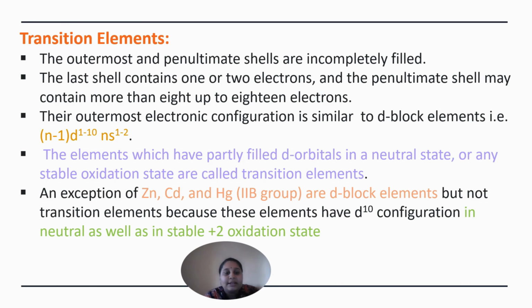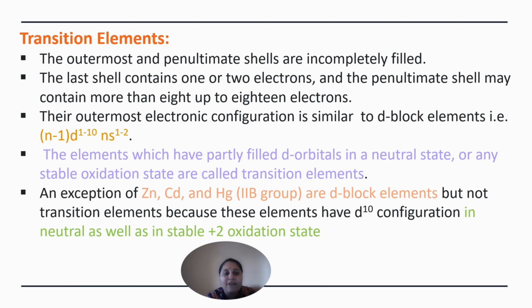The next is transition elements. The outermost and the penultimate shells are incompletely filled, and the last shell consists of 1 or 2 electrons, and the penultimate shell may contain more than 8 and up to 18 electrons. Their outermost electronic configuration is similar to D block elements, that is (n-1)d1 to 10 ns1 to 2.